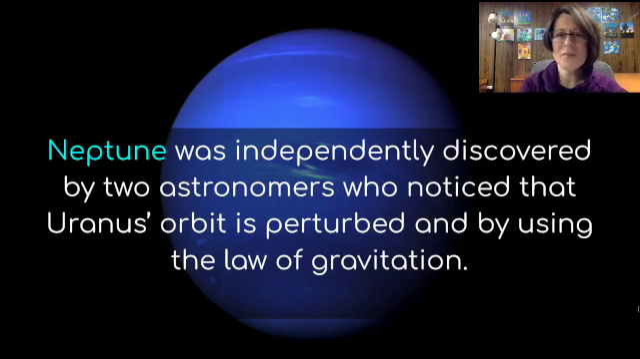The first planet to be discovered using this was Neptune. Neptune was independently discovered by two astronomers who noticed that Uranus's orbit is perturbed, and by using the law of gravitation, before they could see Neptune, they knew that it was there because it was causing just this slight disturbance in Uranus's orbit. They didn't know how to explain that, so they knew that there must be something close to it.